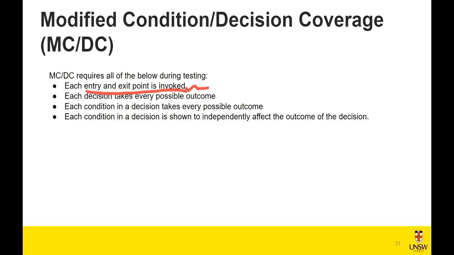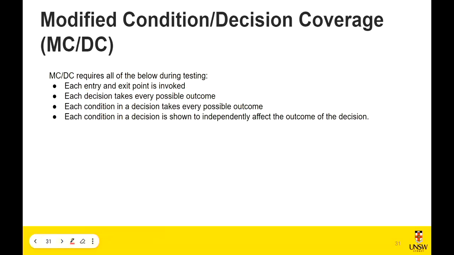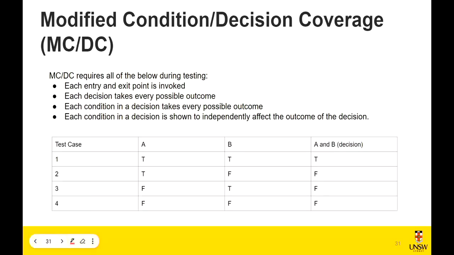The second requirement here is that each decision takes every possible outcome value. The third one is that each condition in a decision takes every possible outcome. The fourth one is that each condition in a decision is shown to be able to independently affect the outcome of the decision. So let's come up with an example here.